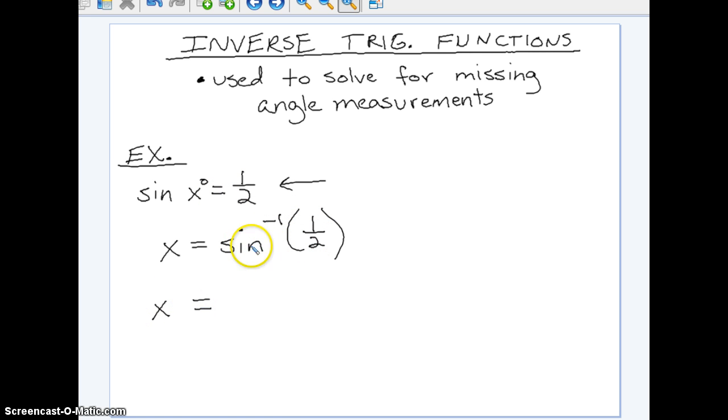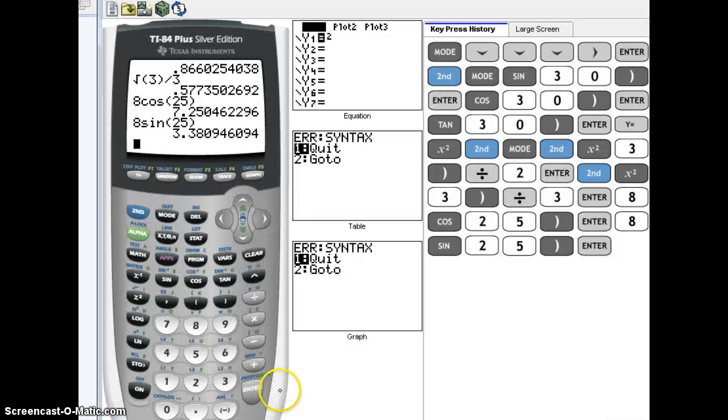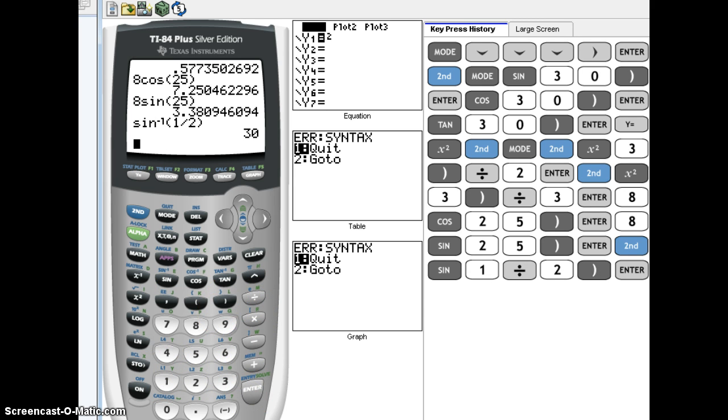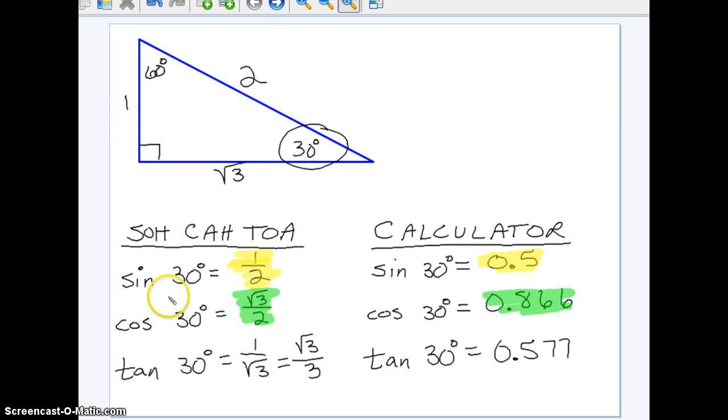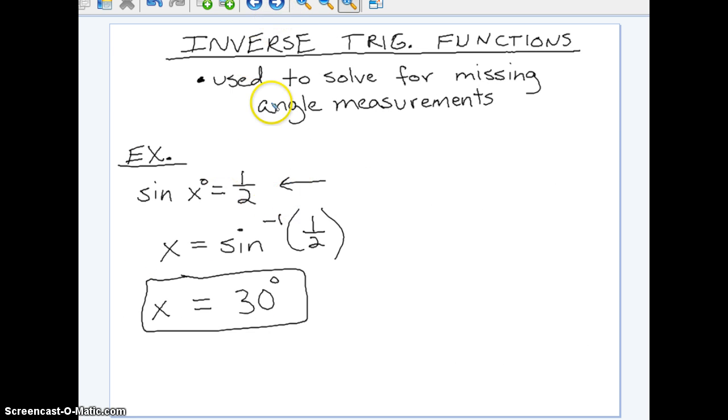So all you have to do is type that into your calculator. In order to do inverse sine, you have to do second sine. You're going to do a half. You do 0.5, or 1 divided by 2, doesn't matter. And you get 30 degrees. So x is 30 degrees. Now, if you recall from our first slide, we knew that the sine of 30 degrees was a half. So that checks our answer and it's correct.